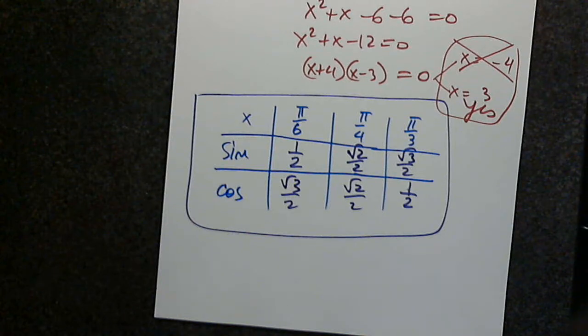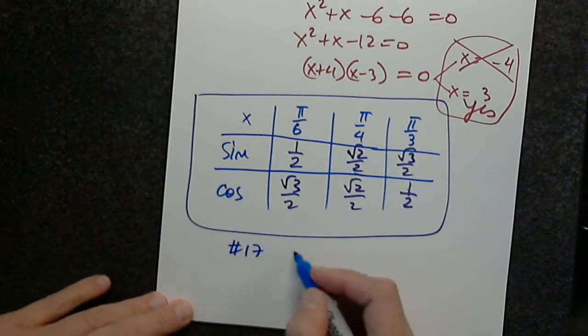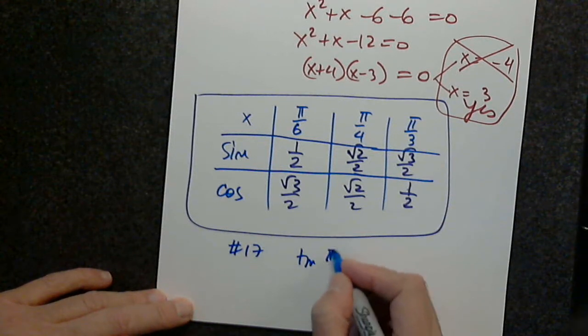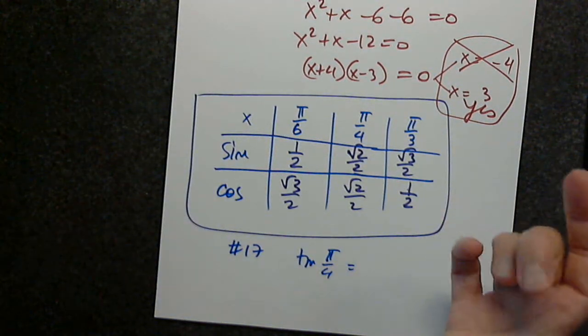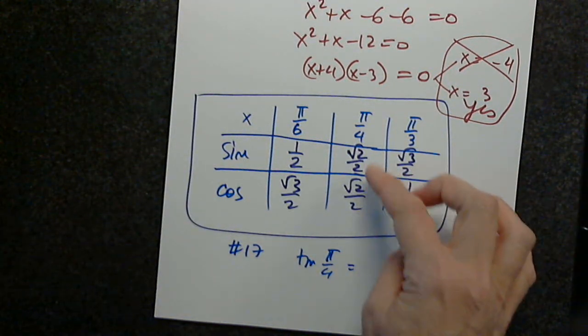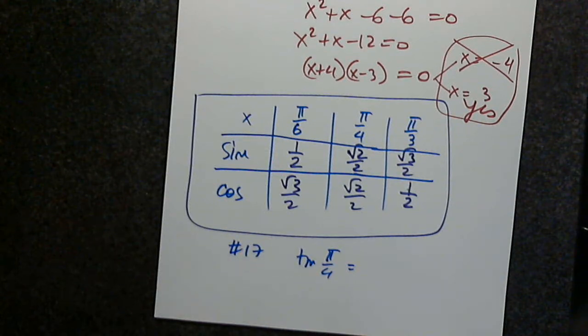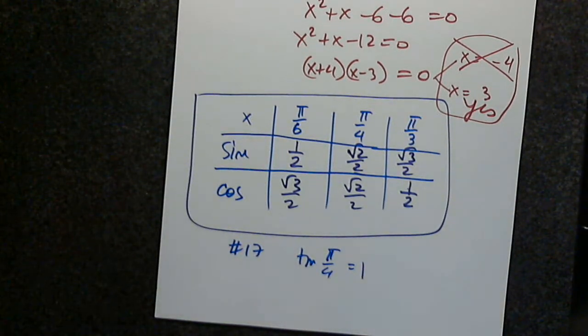Now the next question, which is 17, it's asking us to find tangent pi over 4. No one cares about tangent pi over 4. We do, right? But what I meant to say is that it's sine over cosine, so obviously it has to be 1. This is the easiest, right? Because both sine and cosine are the same.